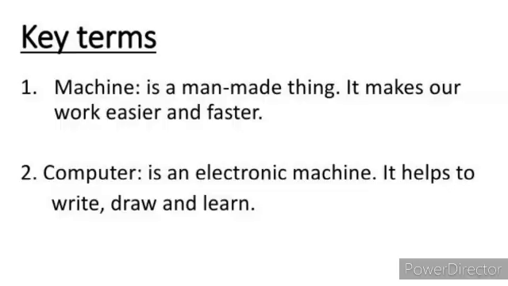Here are some key terms from your book, and key term number one is machine. Machine is a man-made thing. It makes our work easier and faster. Key term number two is computer. Computer is an electronic machine. It helps to write, draw, and learn. You have to write and learn these key terms.